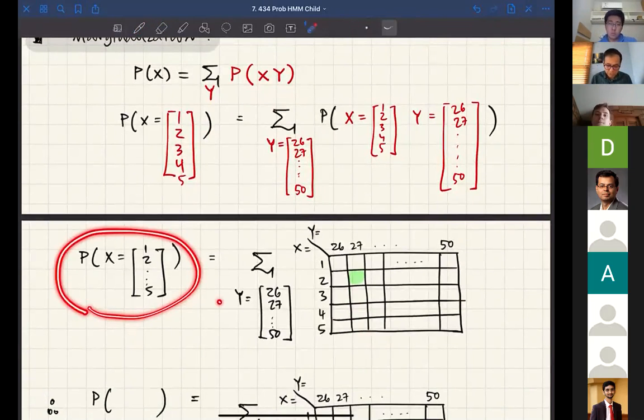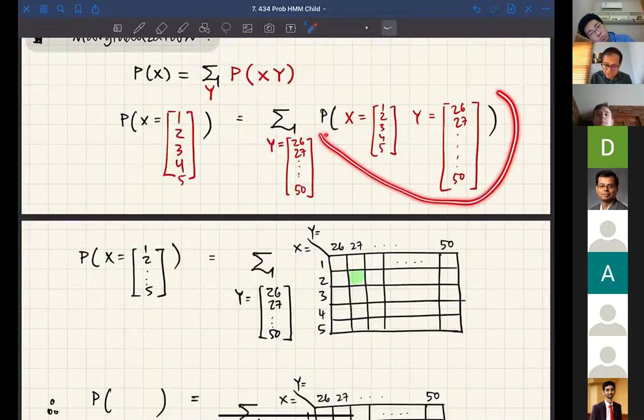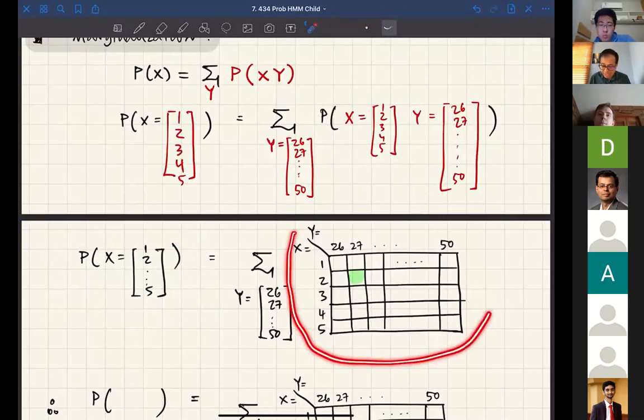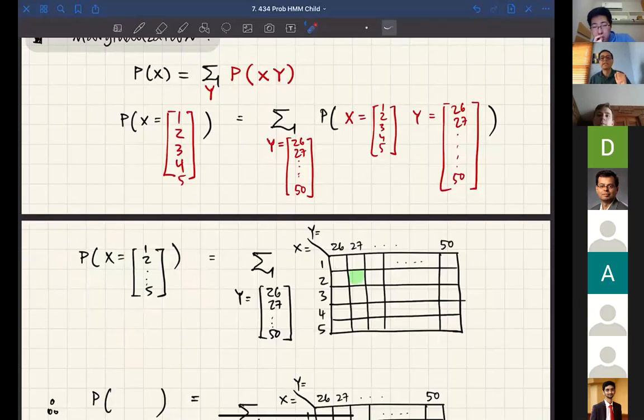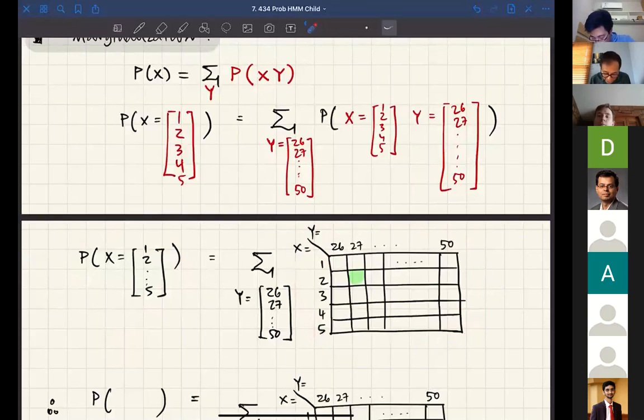Px equals the sum of Pxy. So this Pxy is again that matrix, right? That joint distribution. What is the probability that X takes 2 and Y takes 28, X takes 2 and Y takes 43? For all those values, we need that matrix. And now you're saying add up for all values of Y.